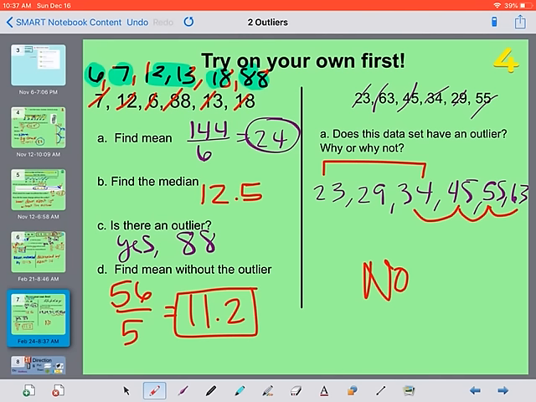Like if you had 0 or like 5, that might be considered an outlier, or like 100. But 63 to 55, there's only about 10 between these points, and they all have about 10 between them. So I'd say that this does not have an outlier.